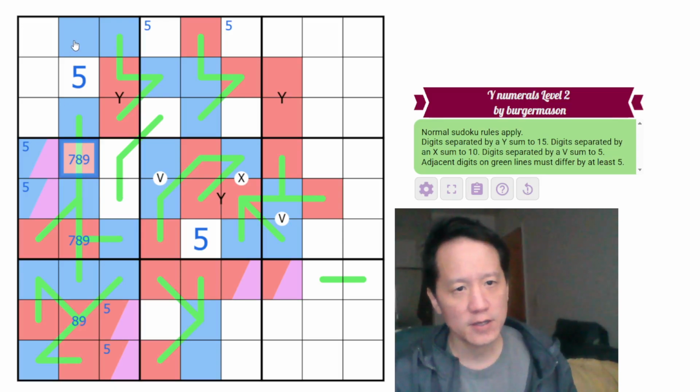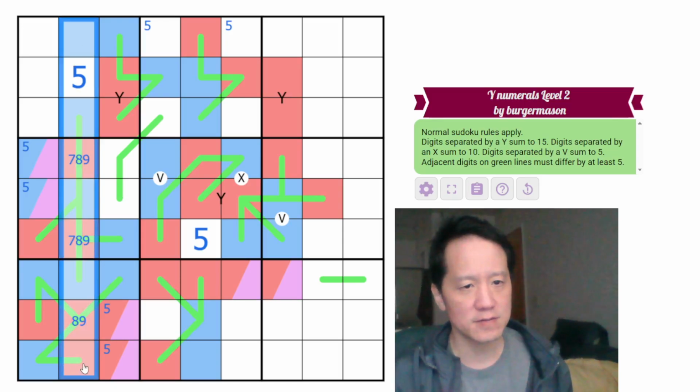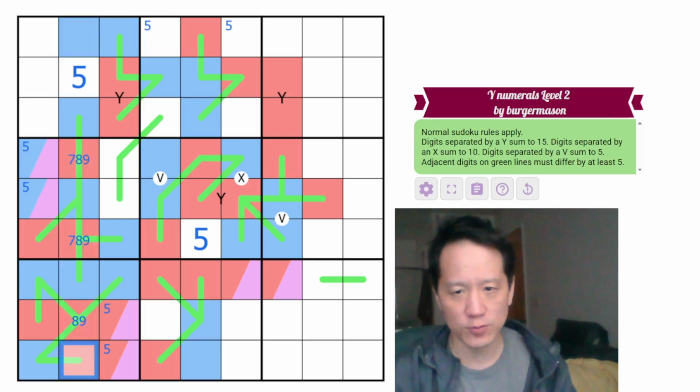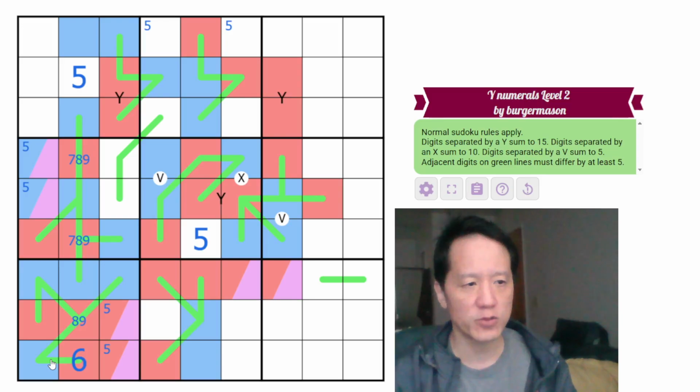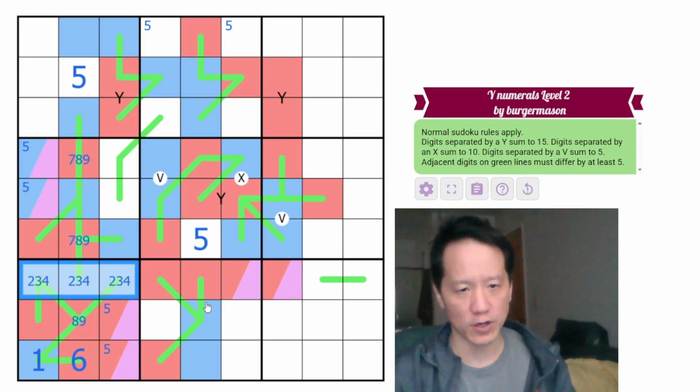Which means that the last high in column 2 has to be a 6. Therefore, this is a 6, and 6 can only be next to 1 on a German whisper line, so this is 1. Therefore, these are 2, 3, and 4 here.